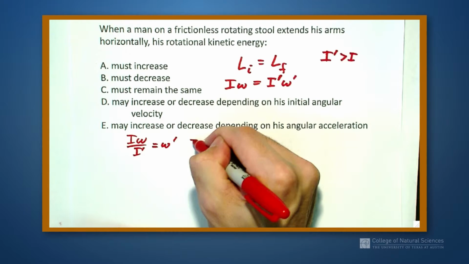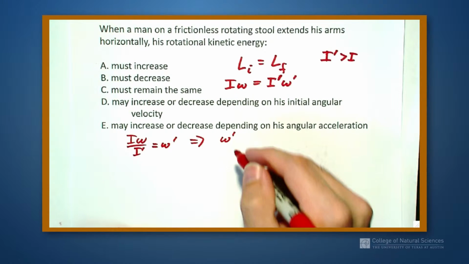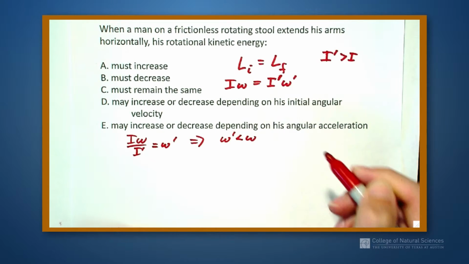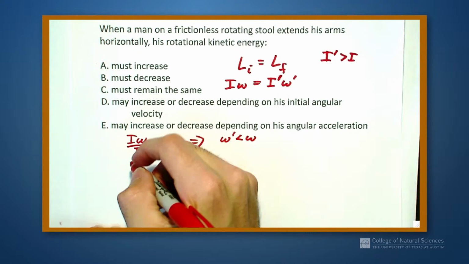This will actually tell me that omega prime is smaller than omega, by exactly the same ratio that I prime is larger than I. And that's actually going to be a key point we're going to use later on. So let's figure out what the kinetic energies do.